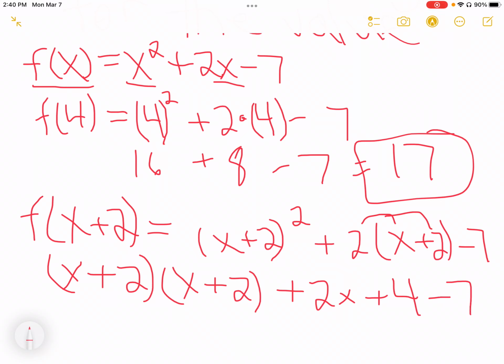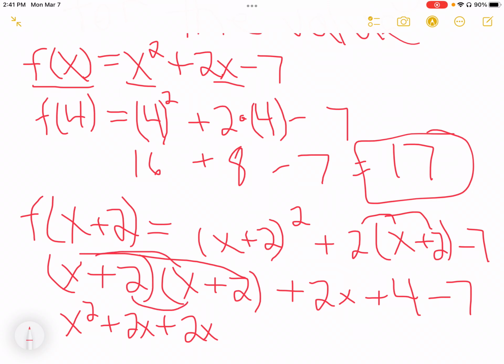Okay, so let's go ahead and multiply this part out here. We can use FOIL, so we'd say x squared, and we have plus 2x plus 2x. We're doing first, then doing our outside terms, so these two terms, and then we do inside times inside, and then last times last. So this last term here would be 4. We'd have plus 2x plus 4 minus 7.